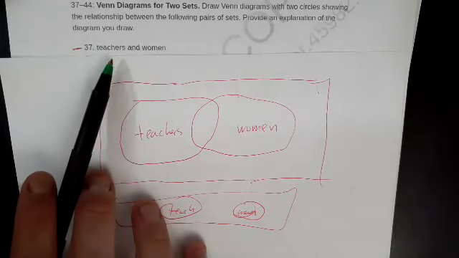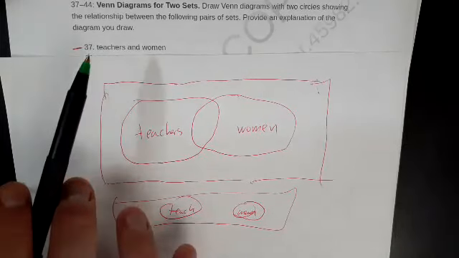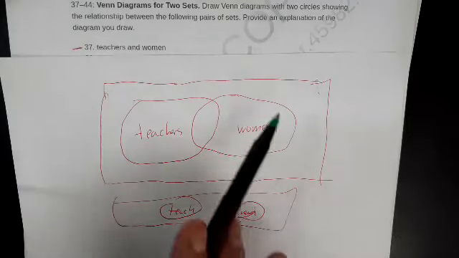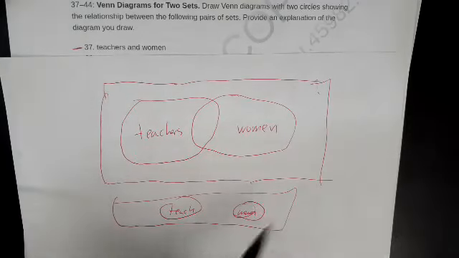Isn't the square the Venn diagram? Yes, the square is the Venn diagram. This represents the universe, everything, all the elements of the question. And so one of the sets is teachers and one of the sets is women.